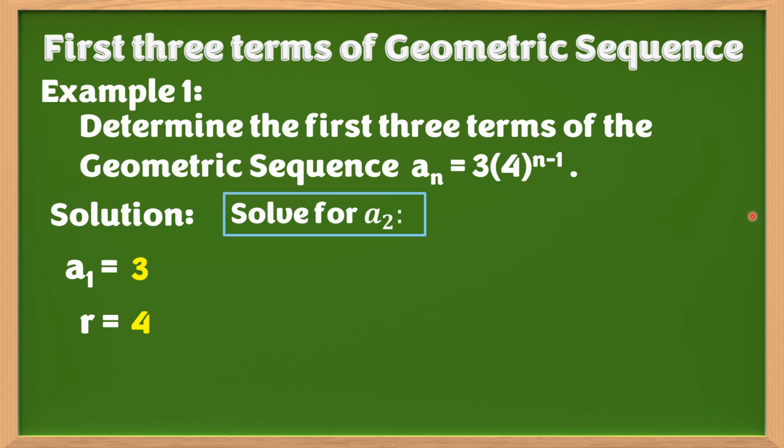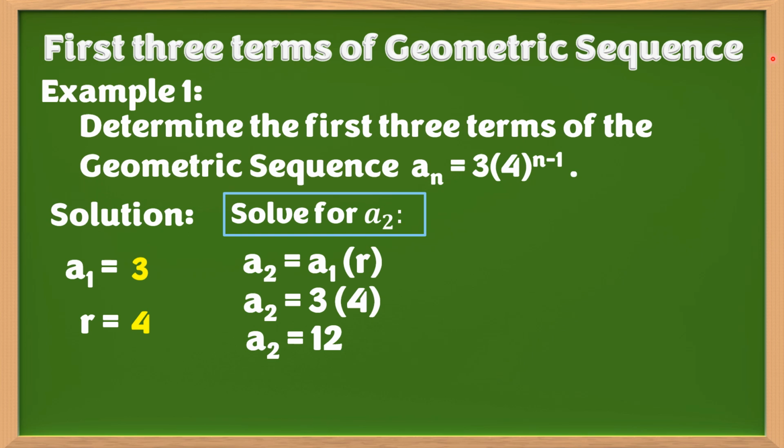And then next, we're going to solve for a sub 2, that is the second term. And the formula in finding the second term in a geometric sequence, we have a sub 2 equals a sub 1 times R. And then we are going to change a sub 1 into 3 and R into 4. So a sub 2 is equal to 3 times 4. So 3 times 4 is equal to 12. The second term of the geometric sequence is 12.